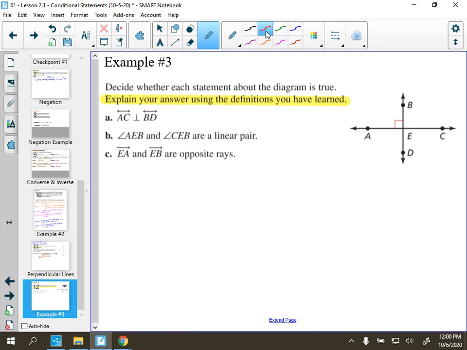We're deciding whether the statement's true or false, so there's still that component of true, false. But then instead of just saying true because it looks like it, I know, it shows it in the picture, those aren't good explanations. Let's use parts of those definitions to make a stronger case for why we're saying true or false. So there's not really a ton of space for me to write here, so let's take a look.